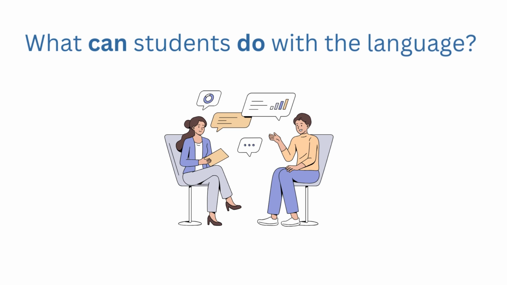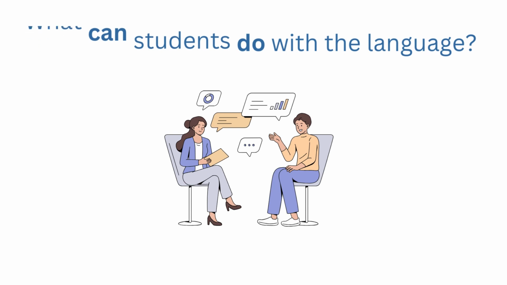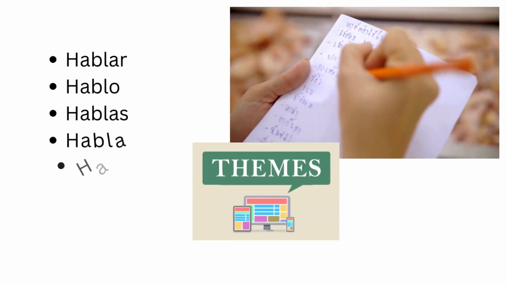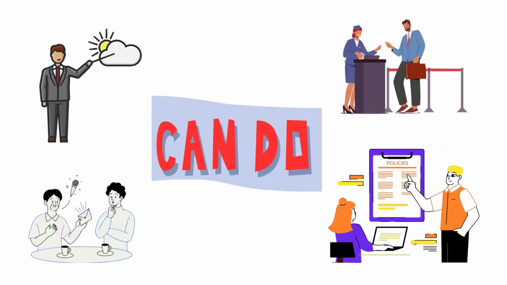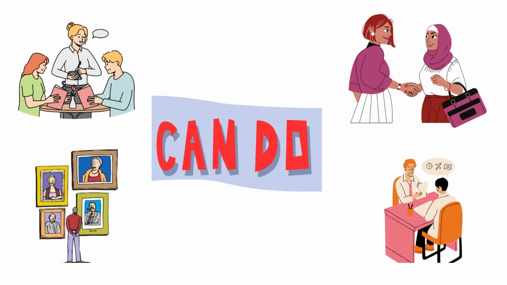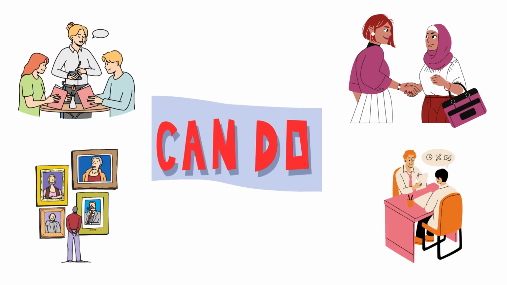Let's start off by packing and checking the weather. When you hear the question, what can students do with the language? What comes to mind? Grammar, vocabulary lists, themes? In reality, can-do statements are student-friendly statements about what students can do with the language. Examples would be, I can ask for directions, I can order a meal, I can introduce myself, I can talk about artists from other countries, I can interview for a job or a service opportunity.